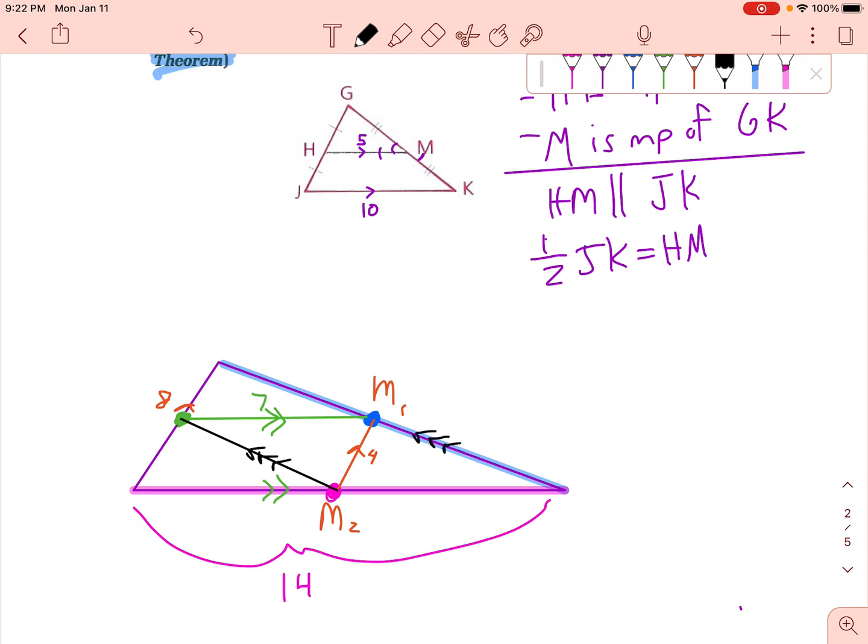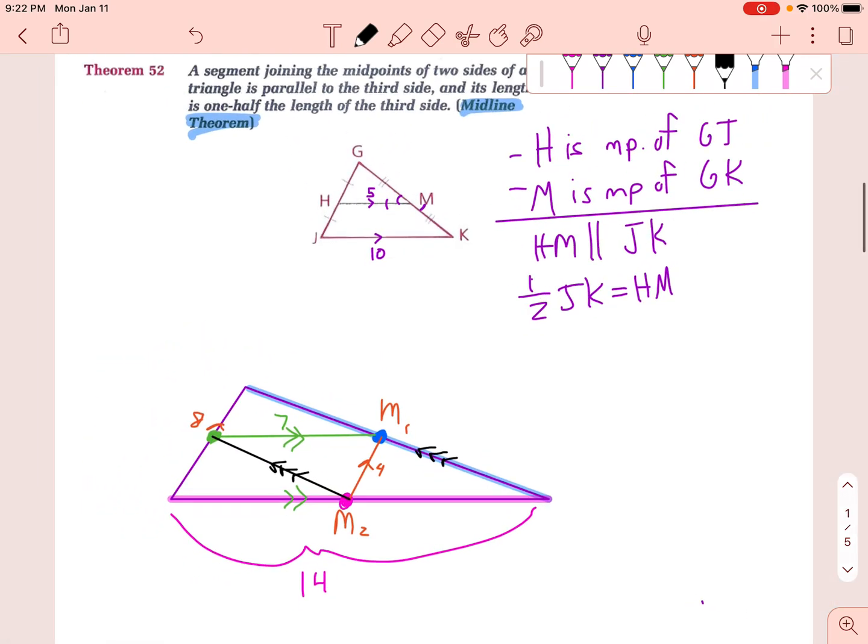I hope you notice that there's some congruent triangles going on here. We can prove which triangles are congruent. And there's a lot of information to pull from this theorem. Okay, so again, that's called the Midline Theorem.